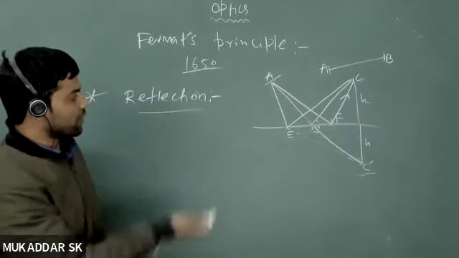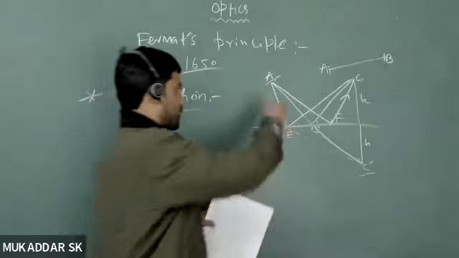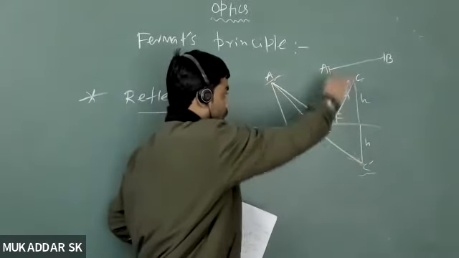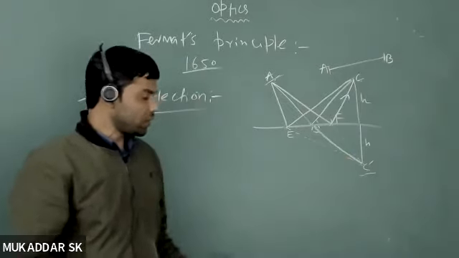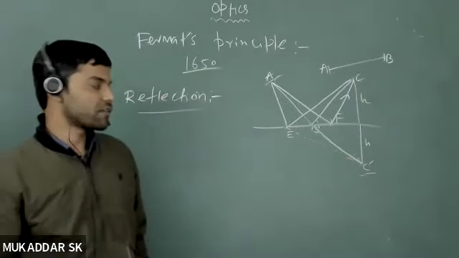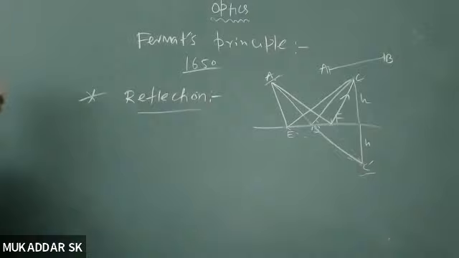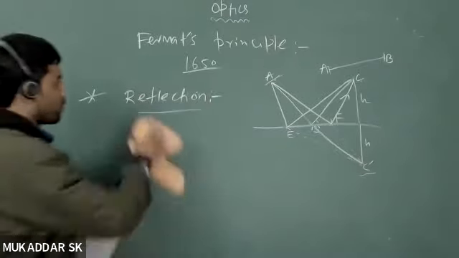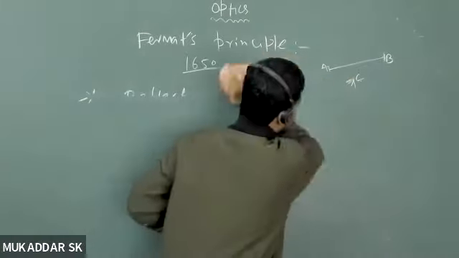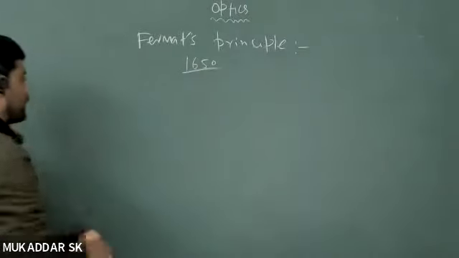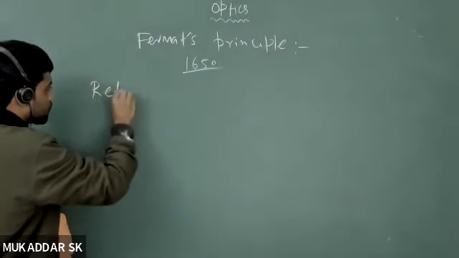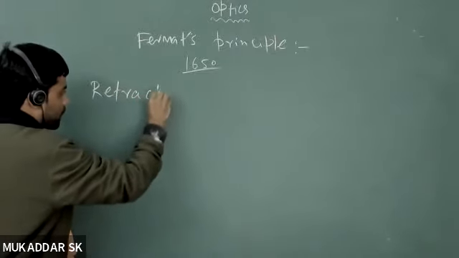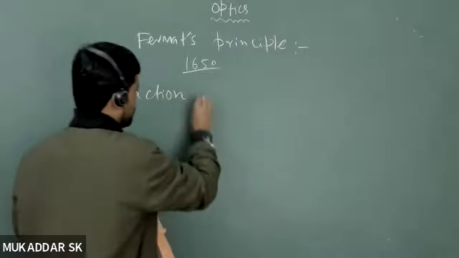So actually, whenever there is a reflection, that ray will always follow that path which will have shortest distance. Okay, not only shortest distance, it will be also shortest in time. Okay, but suppose you have a refraction. Suppose you have a refraction of ray.